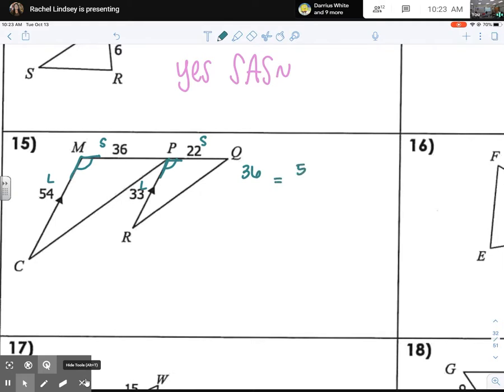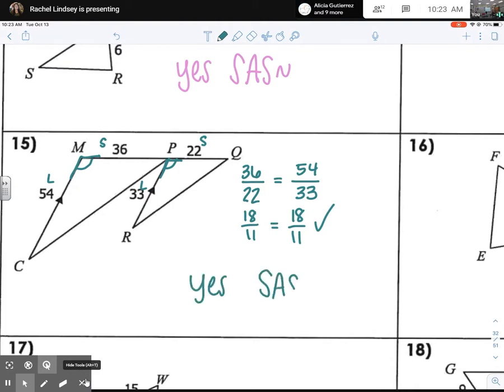So I'm doing left over right, so 36 and 54. 36 over what? 22, and 54 over 33. They do both reduce to 18 over 11. So yes, they are similar by side angle side similarity.